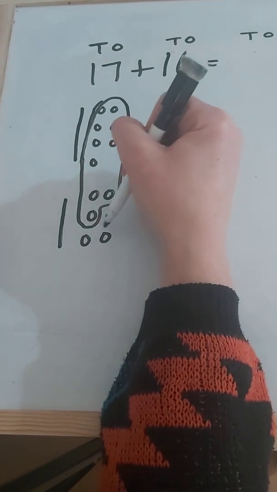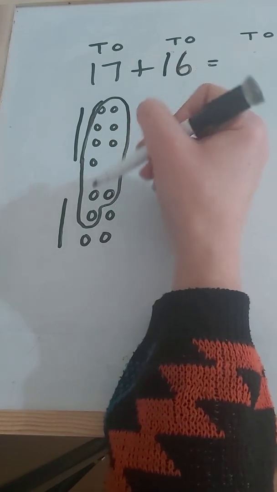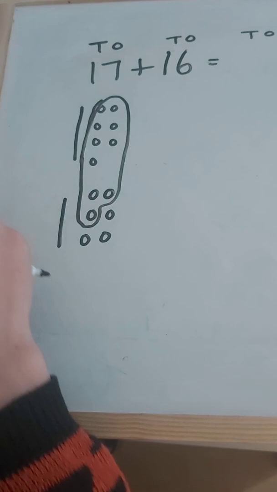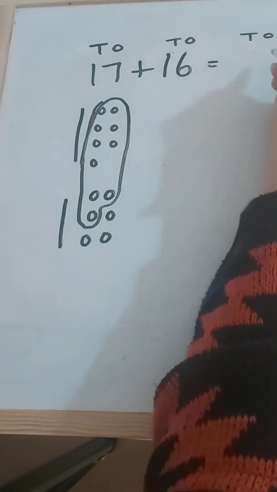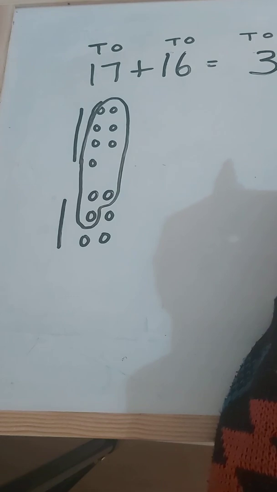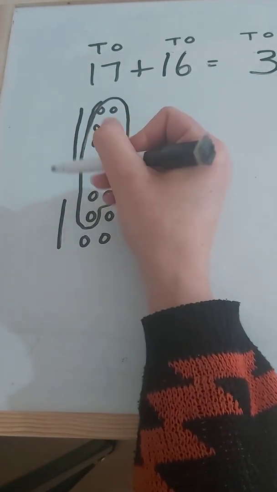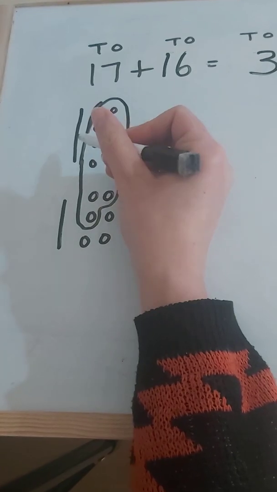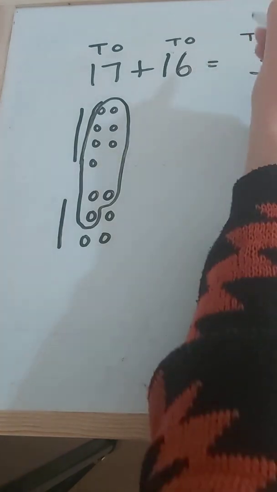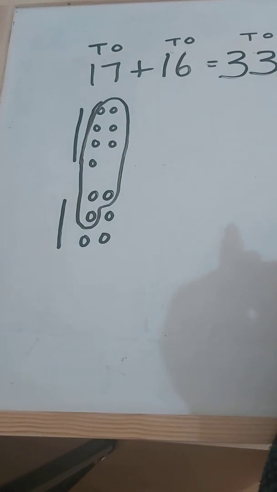Now I need to look at my drawing. How many 1s do I have? Well, I've only got 3 now because those have made a group of 10. They are like that now, aren't they? Group them together. So there's my 3 1s. And how many 10s do I have? Well, I had this 10 from the 17 and I had this 10 from the 16. So I've got 1, 2, but I've also now got my group of 10. So I've got 1, 2, 3 10s.